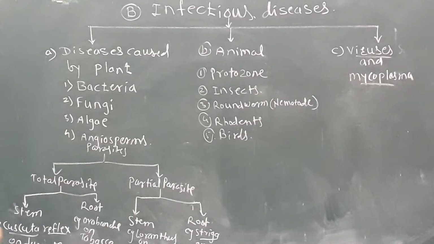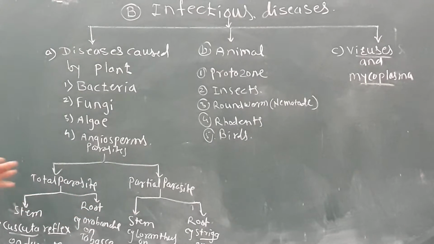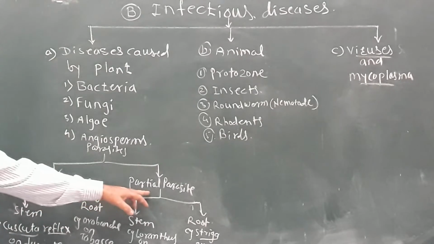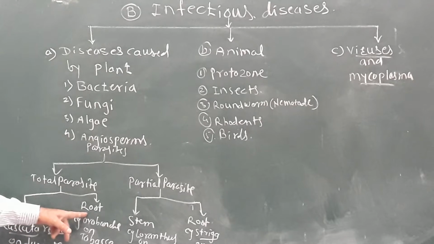Then there are mainly two types of parasites: one is the total parasite and another is the partial parasite. Total parasites depend totally on the host, therefore they are called total parasites. Partial parasites depend only partially on the host for nutrition, so they are called partial parasites. The total parasites include the total stem parasite and the total root parasite.